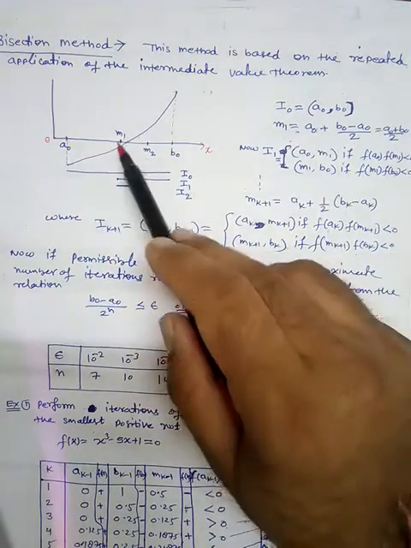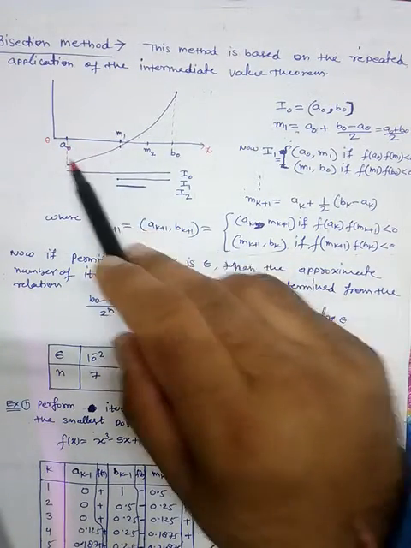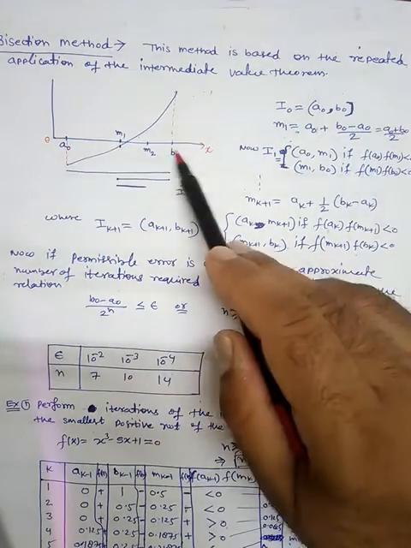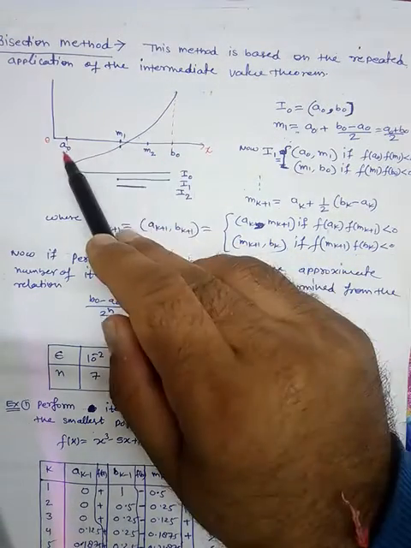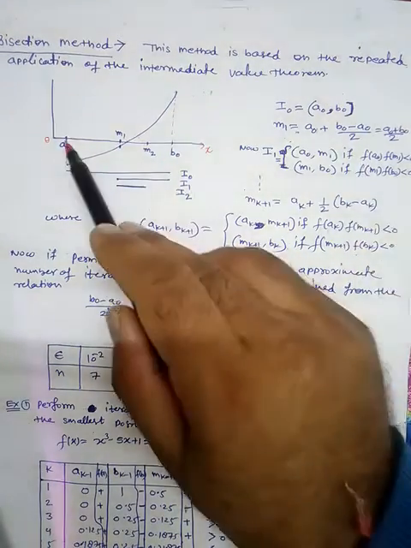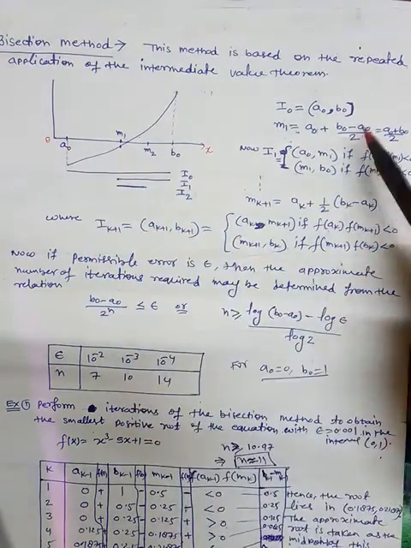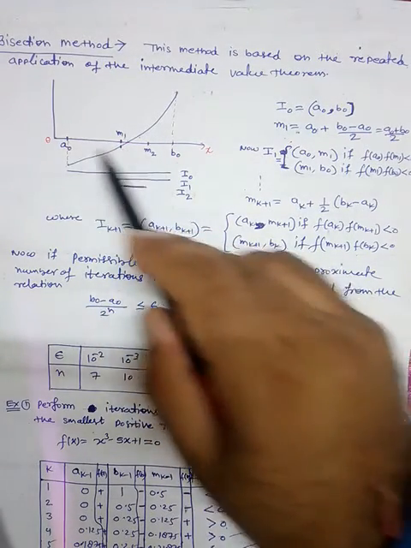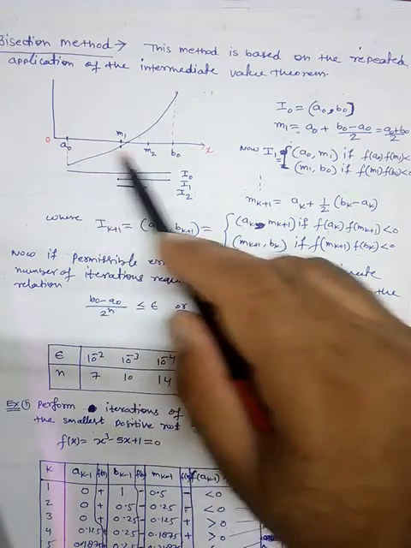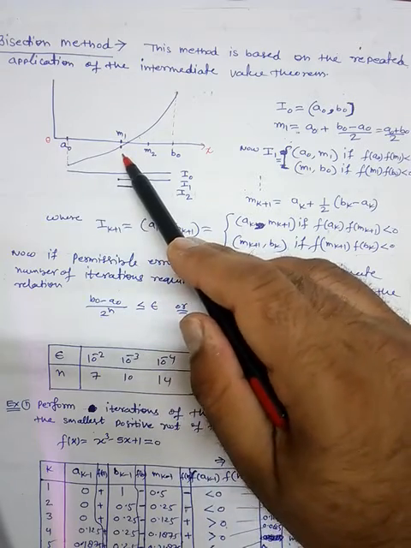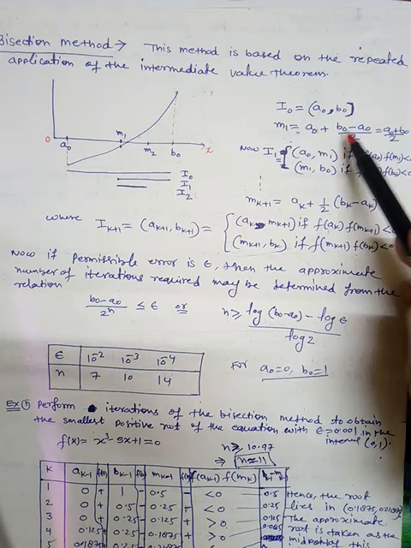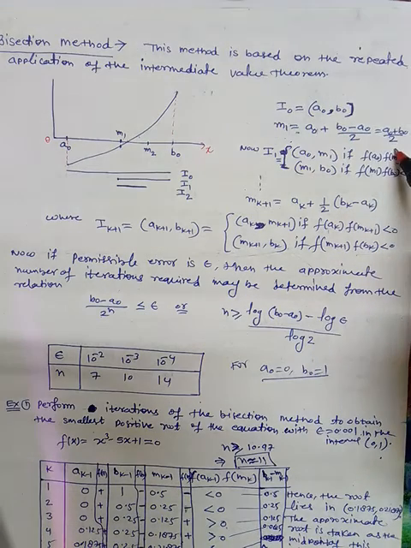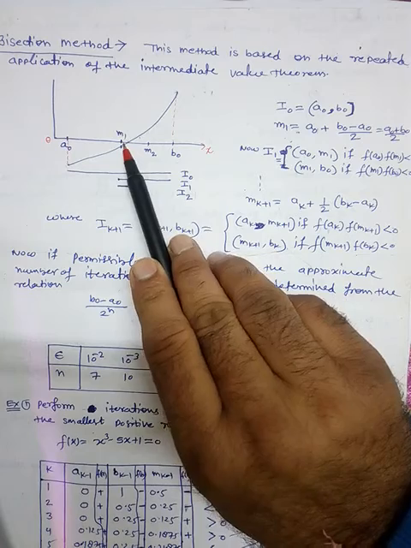So a0 plus what is the distance? This distance is b0 minus a0 by 2. If you add this distance to the point a0, we will reach m1. So a0 plus b0 minus a0 by 2 is a0 plus b0 by 2. This is the coordinate of the point m1.